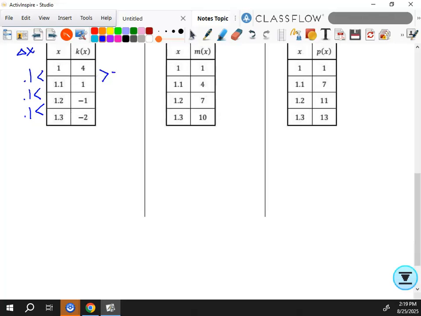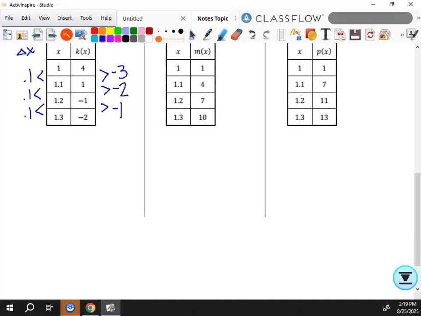1 minus 4 is a negative 3. Negative 1 minus 1 is a negative 2. Negative 2 minus a negative 1 is a negative 1. Now, the negative 3, negative 2, and negative 1, those are not my slopes, right? For me to find the slope, I'd have to take negative 3 divided by 0.1.